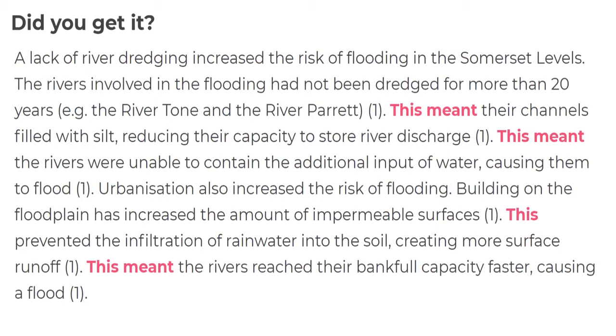Urbanisation also increased the risk of flooding. Building on the floodplain has increased the amount of impermeable surfaces. 1 mark. This prevented the infiltration of rainwater into the soil, creating more surface runoff. 1 mark. This meant the rivers reached their bank full capacity faster, causing a flood. 1 mark. So please ensure that you've included all of the points that are in this model answer, and if you'd like to pause the video again so that you can redraft your answer, that is absolutely fine.